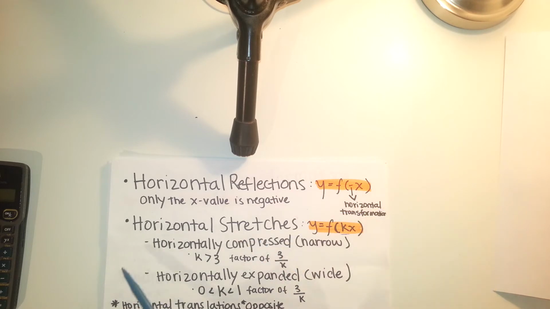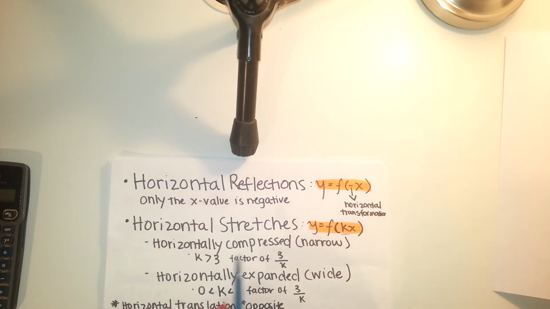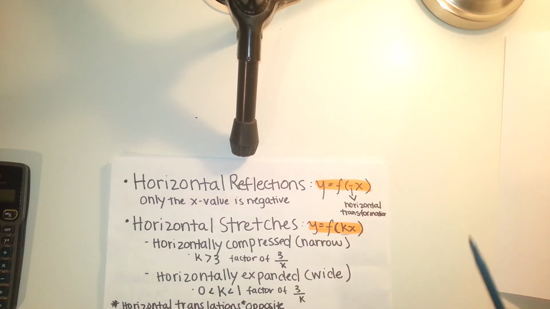Okay, so moving along, horizontal stretches. There's two parts to that. There's horizontal compression, which makes your function narrower, and horizontal expansion, which makes your function wider. Two things that you need to remember for that is that horizontal translations are opposite to what they seem, and you have to remember to factor out the coefficient of x.